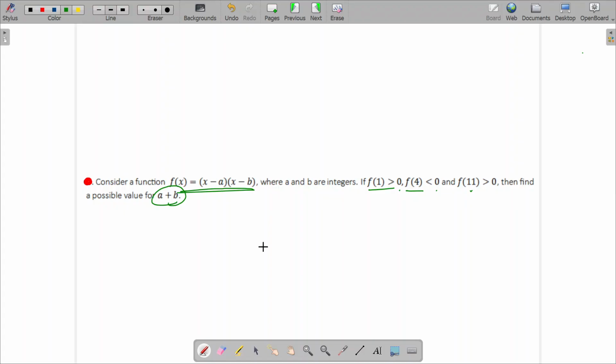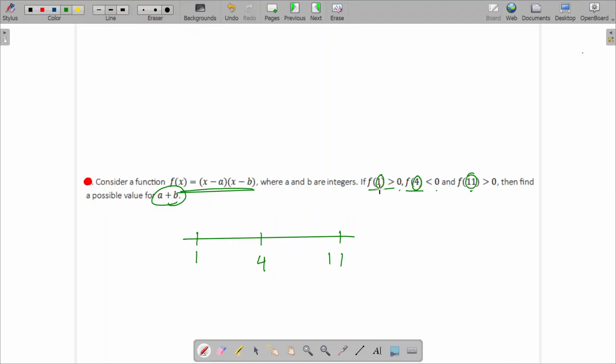So you already know it is a polynomial. The graph will look like this. Let's say this is 1, somewhere this is 4, and somewhere this is 11. Why did I take 1, 4, 11 only? Because my x values are already given.